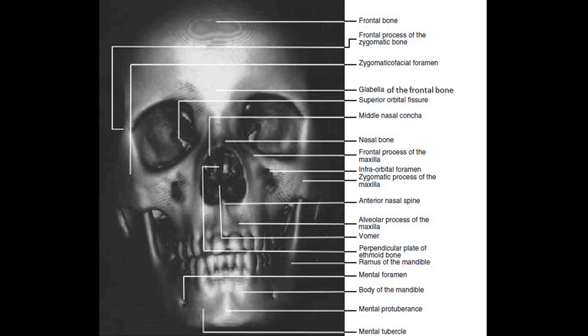This is an anterior view, 3D reconstructed image. Frontal bone, glabella of the frontal bone. Here we can see the orbit. This is the nasal bones and the nasal septum. This is the anterior nasal spine, this small bony projection. And this is the alveolar process of the maxilla. This is the body of mandible, and this is the ramus. And this is the mental foramen.